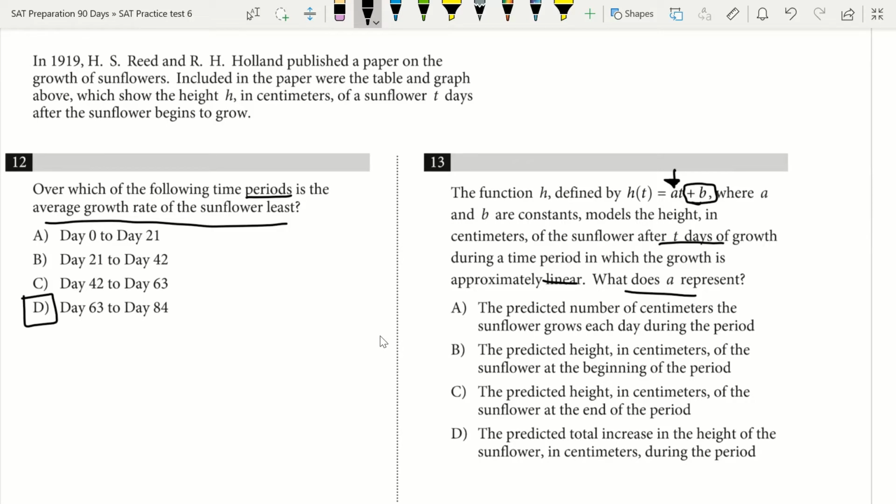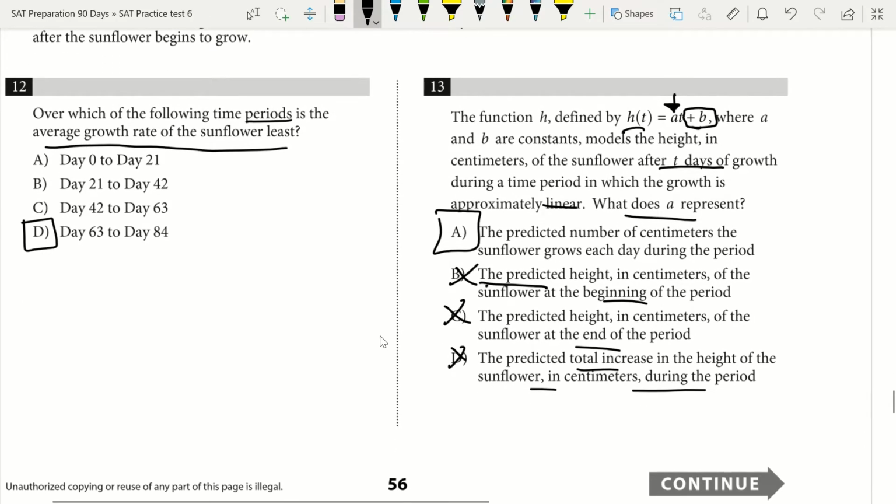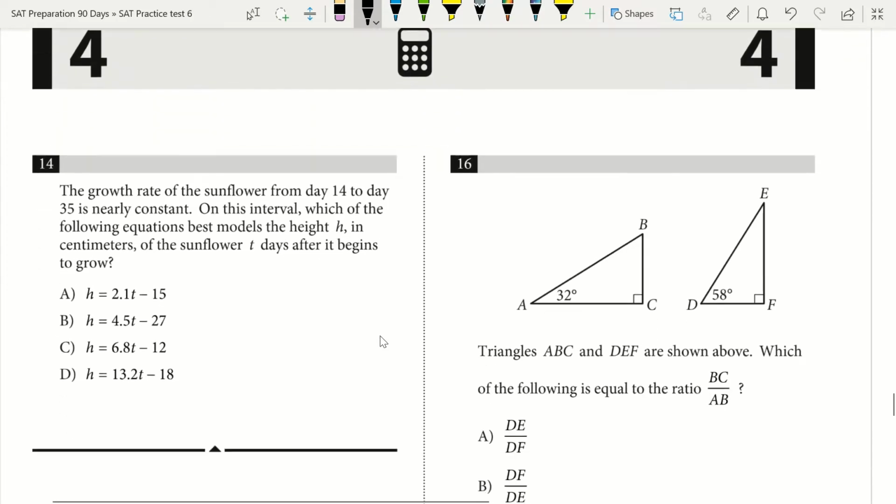So let's take a look at our options. A, the predicted number of centimeters the sunflower grows each day during the period. Yes, that is correct. It's not the predicted height in centimeters because that's what h of t is. It's not the predicted height at the end of the period or the beginning. Not the predicted total increase in the height during the period. That A is just the predicted number of centimeters we're growing each day. That's our slope.